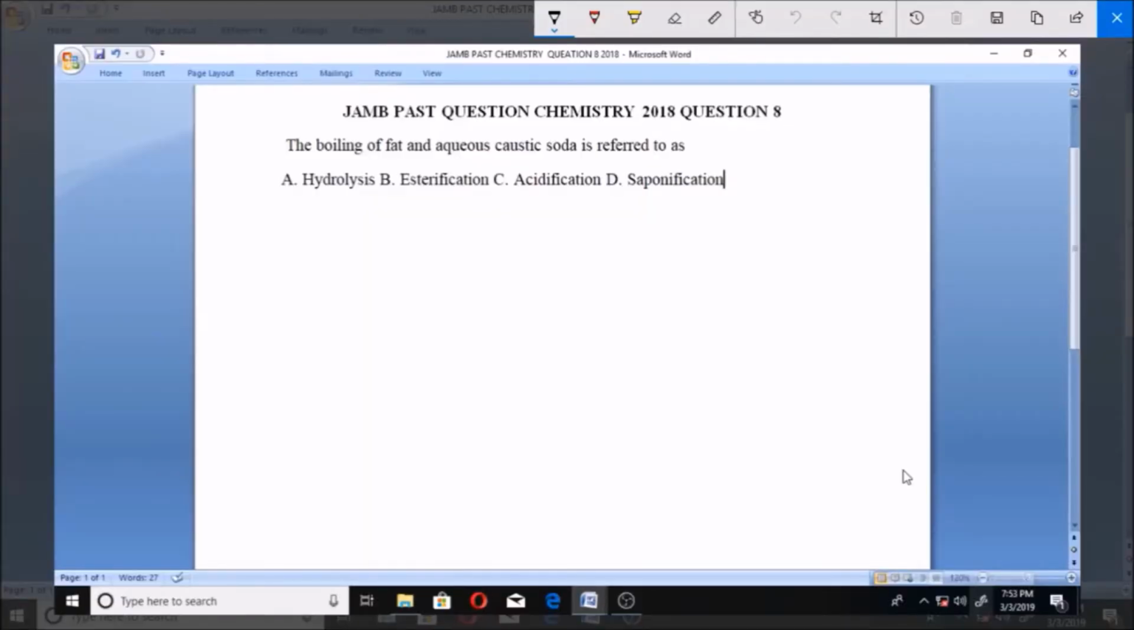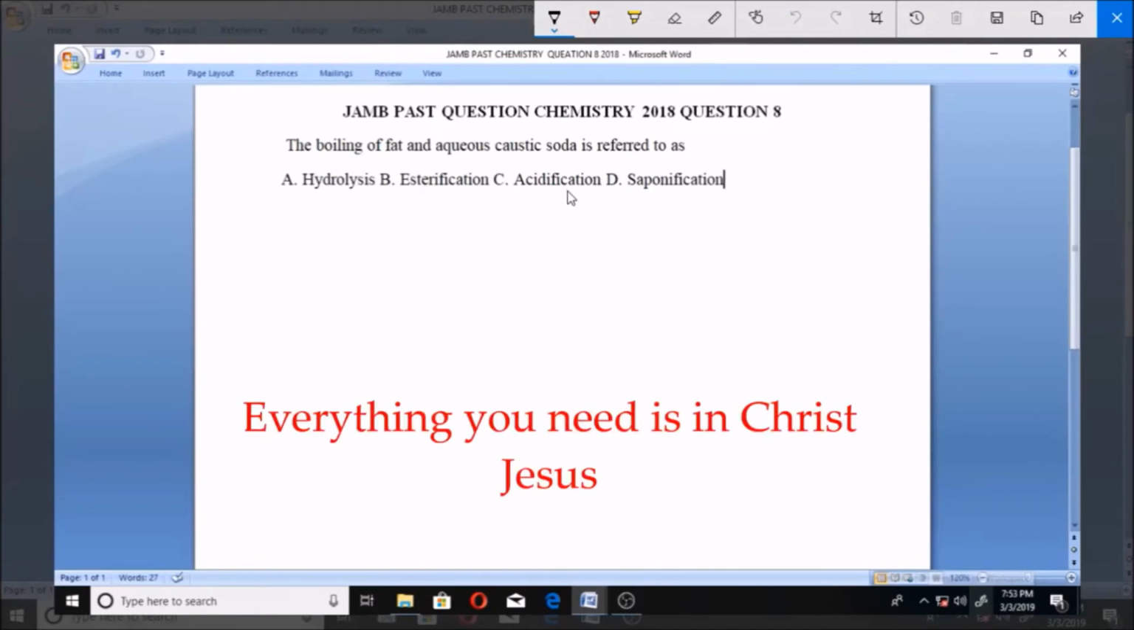Yes, let's look at this JAMB past question, Chemistry 2018, question number 8. The boiling of fats and aqueous caustic soda is referred to as A, hydrolysis, B, esterification, C, acidification, D, saponification.